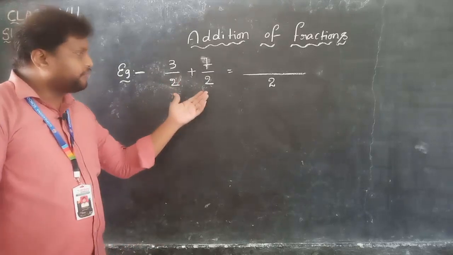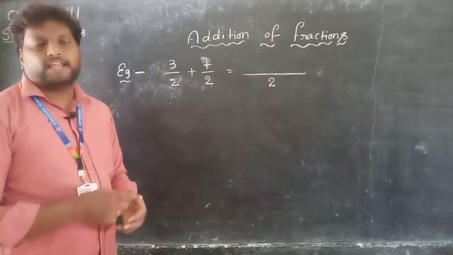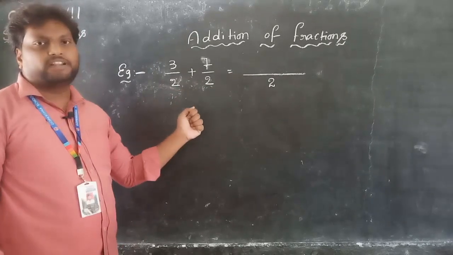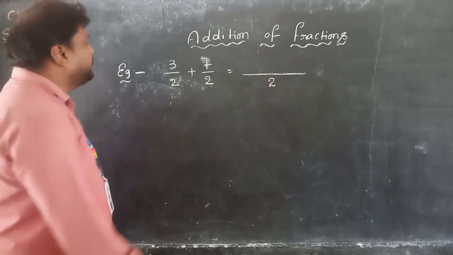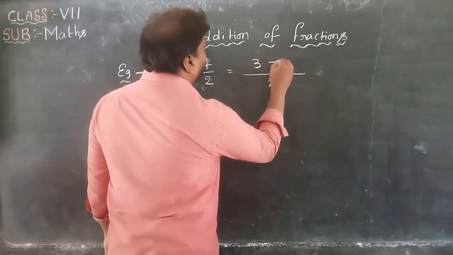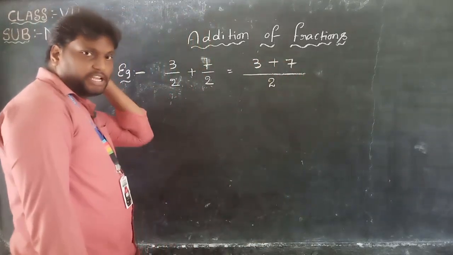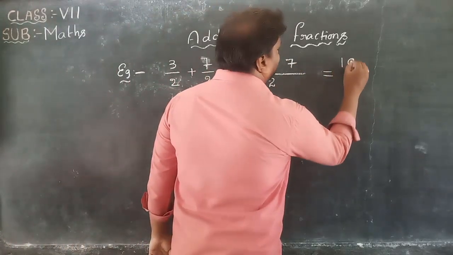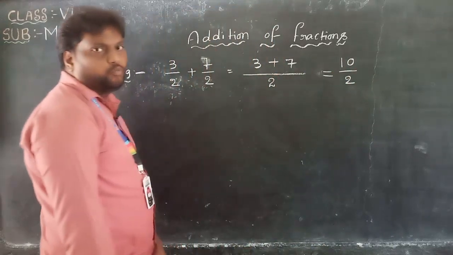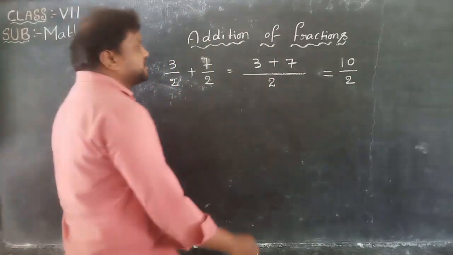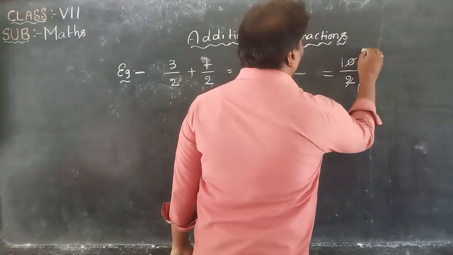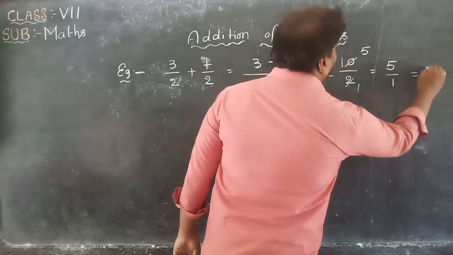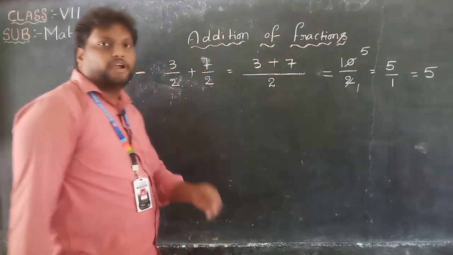That's why for unlike fractions, first of all, we have to convert them into like fractions. Like fractions are nothing but equal denominators. Already we have equal denominators, so we take the common denominator. Then the numerators have to be added: 3 plus 7. What do we get? 3 plus 7 is 10, so 10 by 2. Why? Because in the 2 table, 10 allows cancellation. 2 ones are 2, 2 fives are 10, so we get 5 by 1, which is nothing but 5.